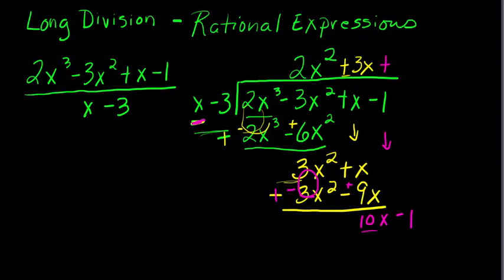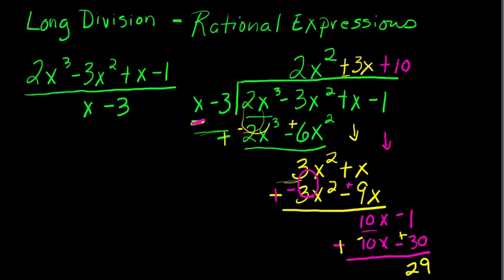So this time we see it would be a plus 10. We then multiply the 10 times the x - 3. That gives us 10x - 30. We want to subtract. We're going to change this to plus, change both our signs, and we end up with a positive 29. So we do have a remainder.